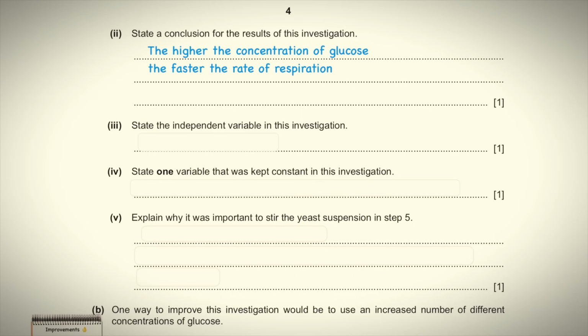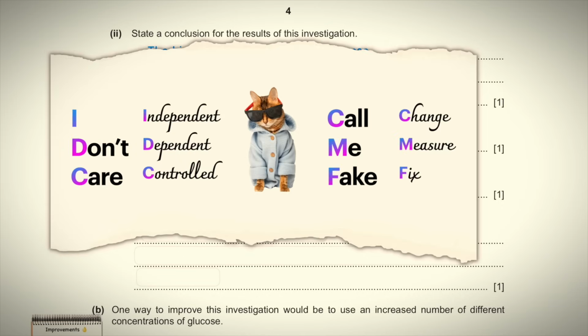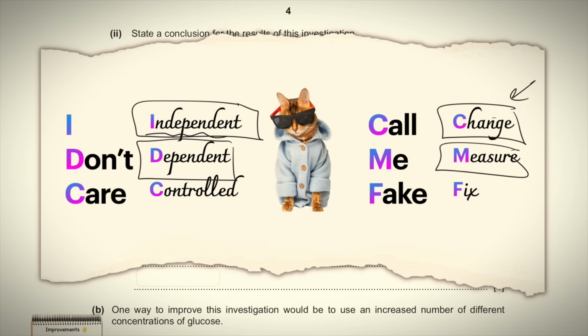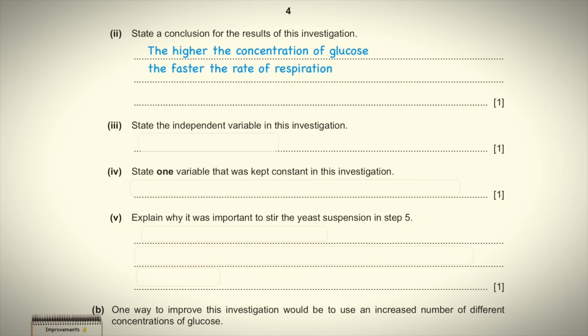What's the independent variable? Again, what does independent variable mean? Independent variable is the one you change. So in any experiment, the independent is the one that I change, and the dependent is what I measure, okay? So what did we change here? We were changing the concentration.